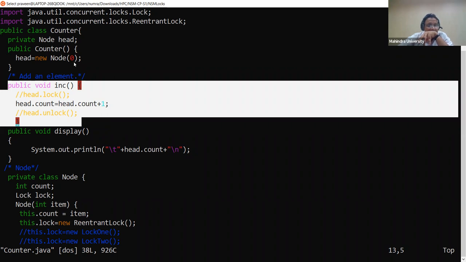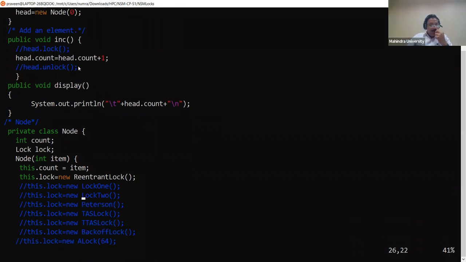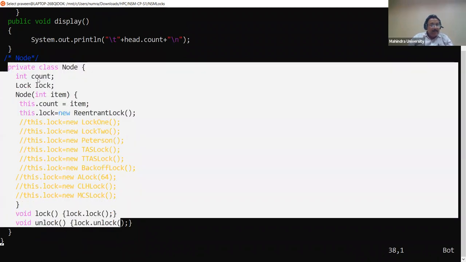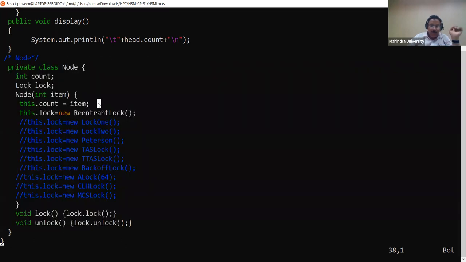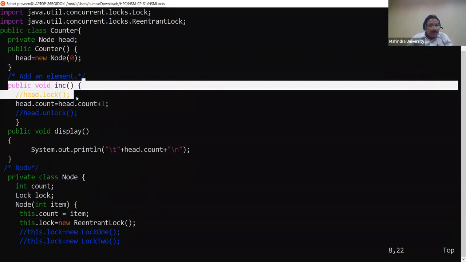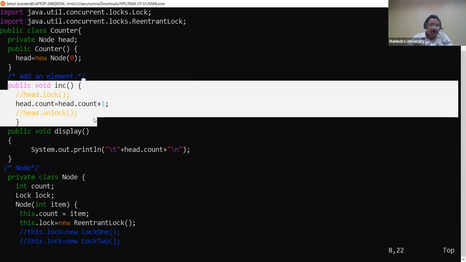What is head? Head is initialized with new node zero. What is there in the node? When you look at the class node, it consists of a field int count. We are going to increment this counter. In the constructor, this dot count equal to item, and we are going to lock this node with the help of a reentrant lock. Anyhow, I'm not going to use this reentrant lock. In this function, I'm performing a simple increment operation: head dot count equal to head dot count plus one.